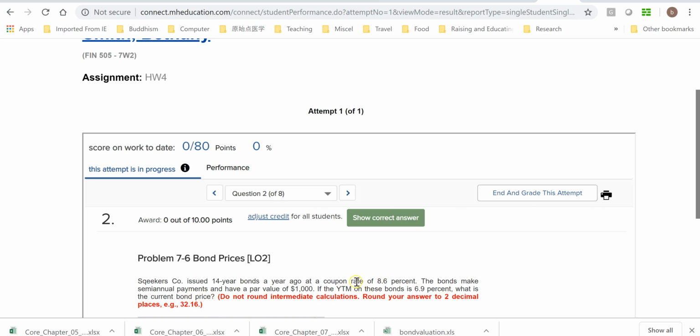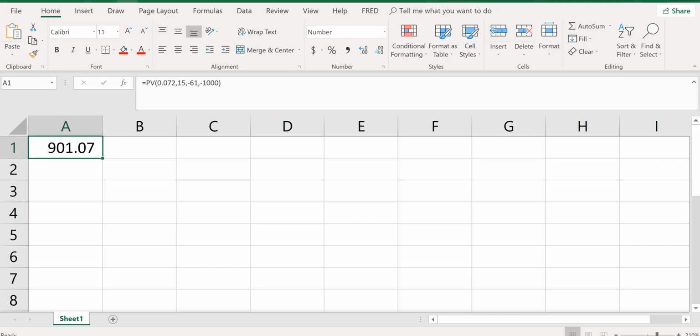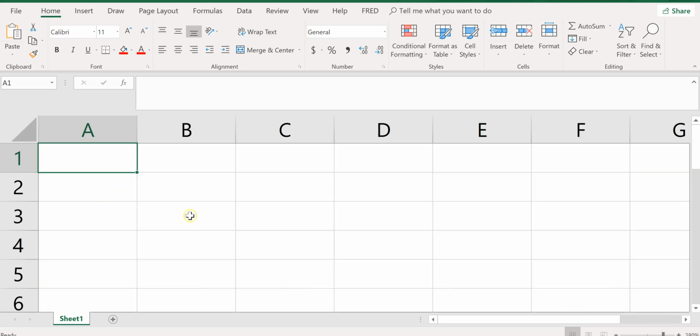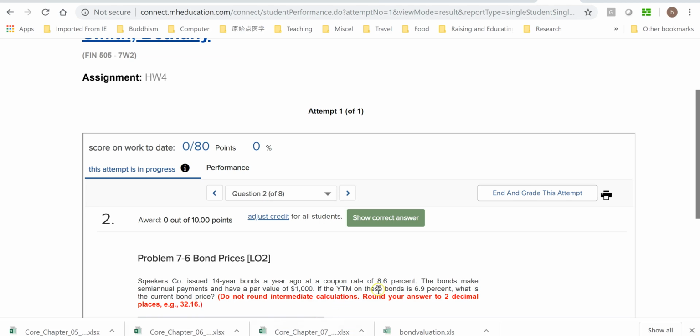Because in this case the bonds make semi-annual coupon payments, to be consistent with that, we need to work with semi-annual numbers for every input. So we can still use Excel to solve this problem, and because we're solving for the price of the bond, that's also the present value. It's the intrinsic value of the bond, and intrinsic value is the present value of all future cash flows.